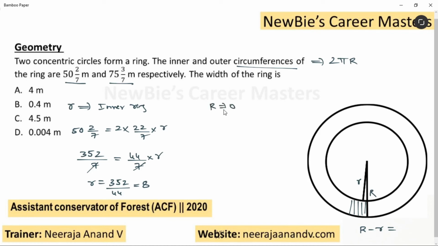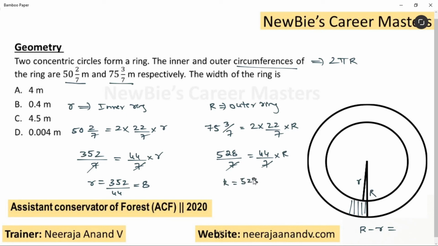For this, you have to concentrate on the outer ring. Circumference is given as 75 3/7. Let's take this 2 into 22 by 7 and this time radius is big R. Now convert this. Just multiply these two and add this value. Here it is 528 divided by 7 is equal to 44 by 7 into R. 7 gets cancelled and R is equal to 528 divided by 44, which is 12. Newbies, after getting this big R and small r value, it's very simple to get the width.